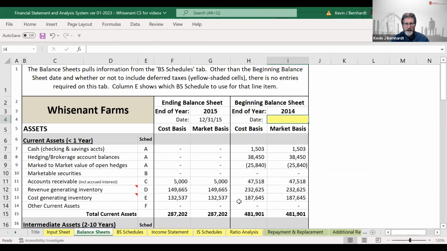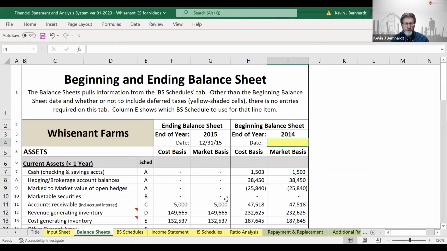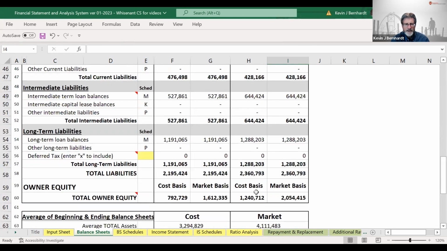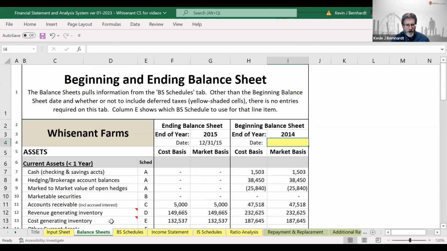Some information is there because it's already been completed, but some we will add as time goes. But note there's hardly any yellow shaded cells at all. As I scroll down through there, there's virtually none. What that means is that almost all of this particular tab is getting its numbers from somewhere else automatically. So you really don't have to do anything on this particular tab itself other than see the results when everything is done. The one place where there is a yellow shaded cell is what date last year's balance sheet was done. Now, this year's balance sheet, which is the ending balance sheet, that number came from the input sheet.